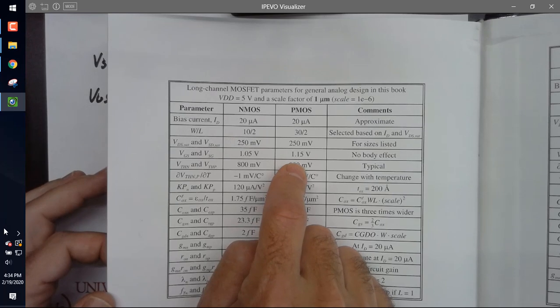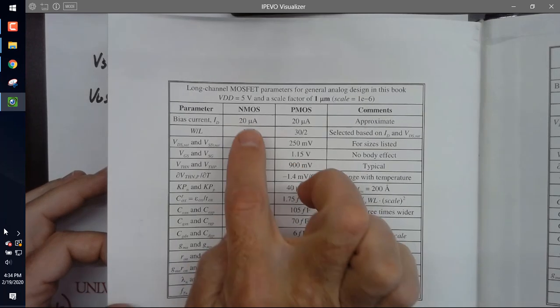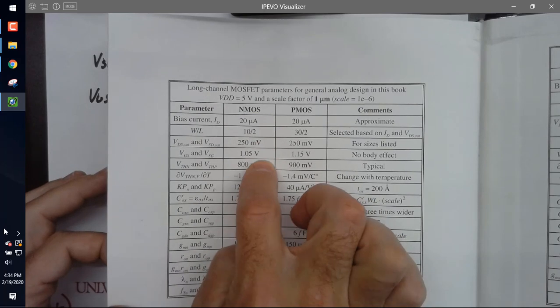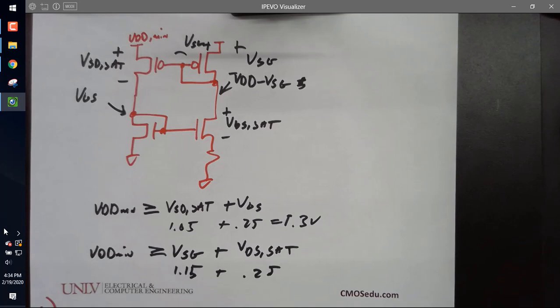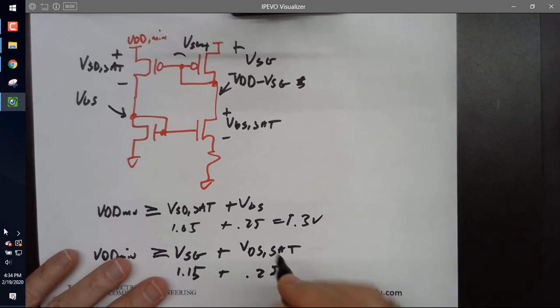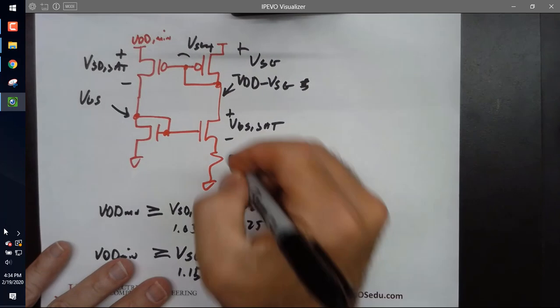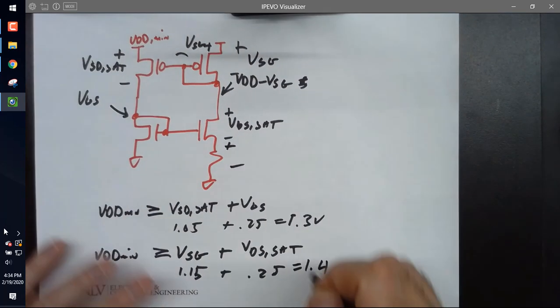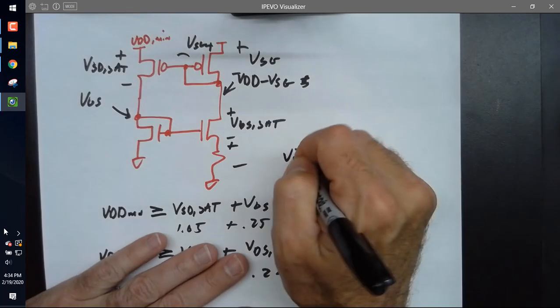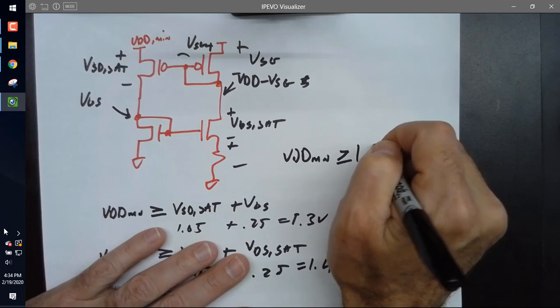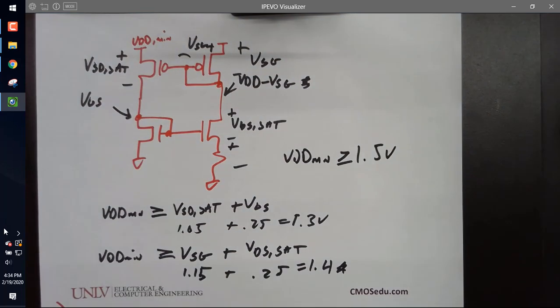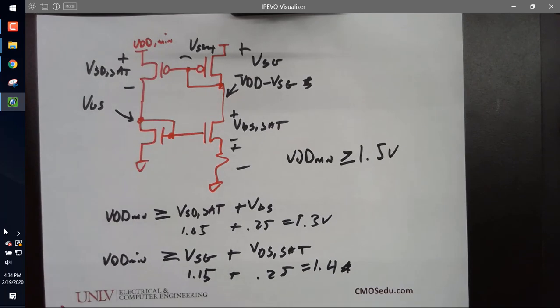Any questions? So this is only for this current and this device sizes and this process. So I'm just throwing in some numbers because that's going to be what my sim is. So if I look at that here, that gives me 1.4, but I neglected this voltage drop, so I'm going to say that this is the dominant one, and VDD min has to be greater than or equal to 1.5 volts. That's what I'm going to look for. Any questions?